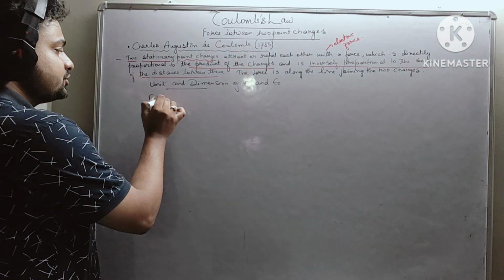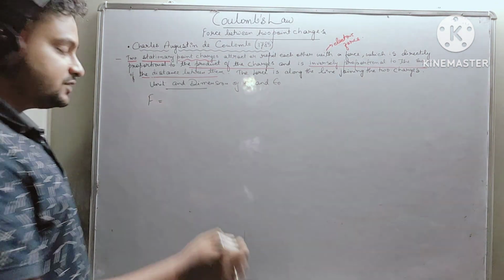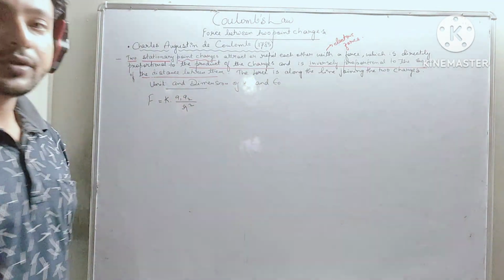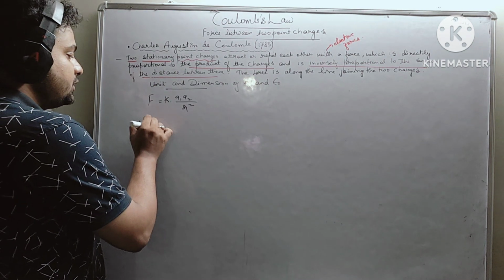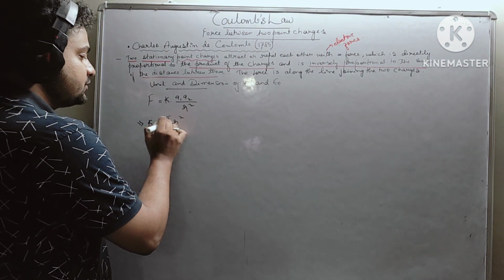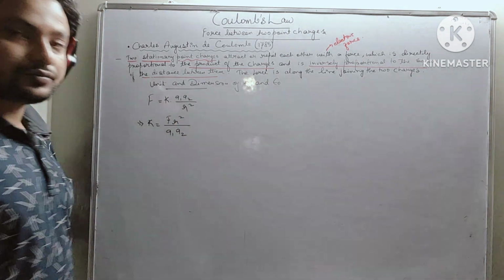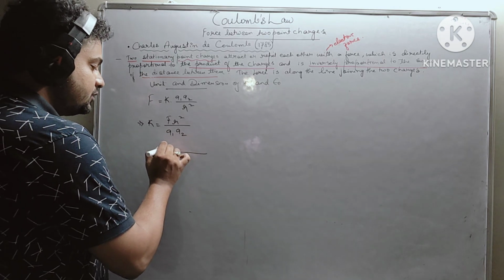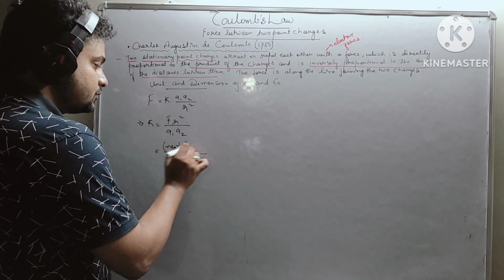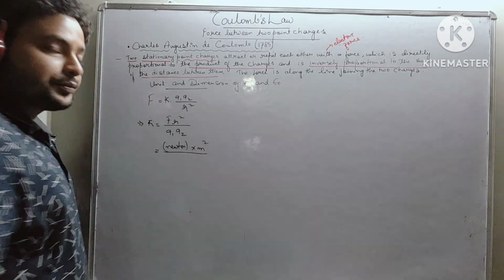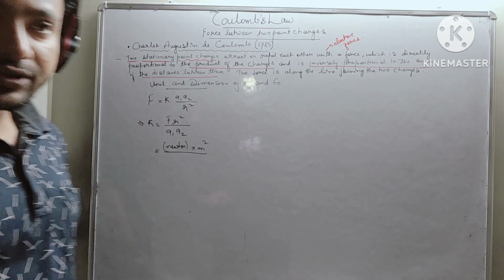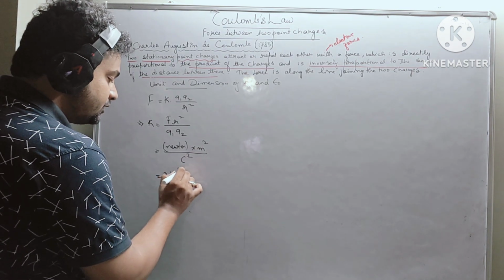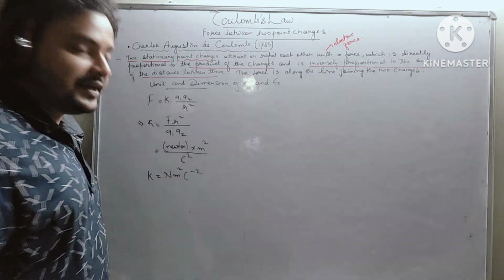Now see, the electric force acting between two charges is given by K into Q1 Q2 divided by R square. From here, K equals F into R square divided by Q1 Q2. For the unit, F means force, so Newton. R means distance, so meter square. Q1 Q2 are charges, the SI unit of charge is Coulomb, so Coulomb square. So the unit of K is Newton meter square Coulomb to the power minus 2.